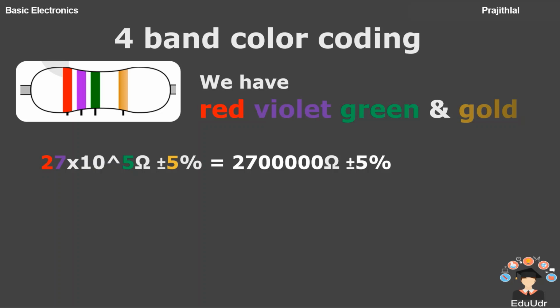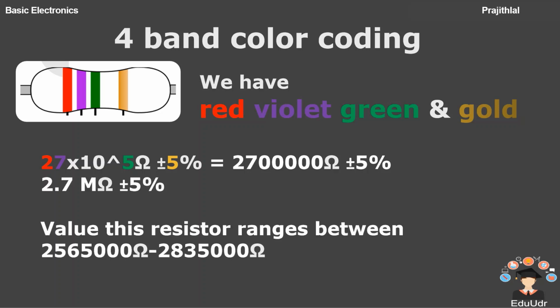Now when we read them all, we get 27 lakh ohm plus or minus 5%. So 2.7 mega ohm plus or minus 5%. That is the value of our resistor. So this plus or minus 5% means that the value of the 27 lakh ohm resistor may vary from 27 lakh minus 5% of 27 lakh to 27 lakh plus 5% of 27 lakh. So the value of this particular resistor ranges between 25 lakh 65,000 ohms to 28 lakh 35,000 ohms.